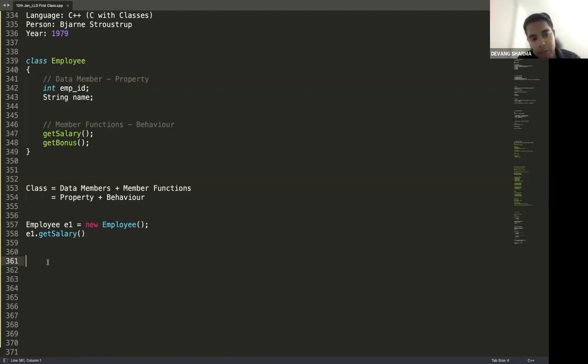Correct. Only one condition. If that data member or that member function is static in nature, then you can directly access it by class. In that case, you will not access by objects. There's no point in accessing by object because it will be shared across all the objects. So in that case, you'll access by class. If it is non-static, which is by default, then you have to access it by a particular object. All good so far? Let me know.